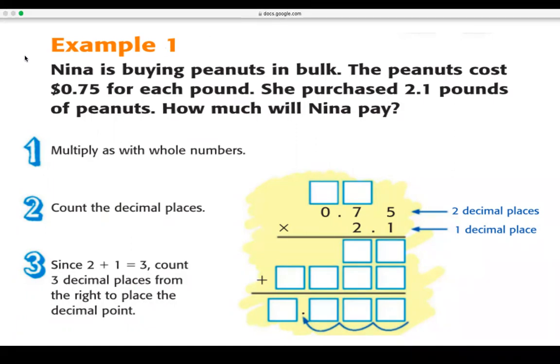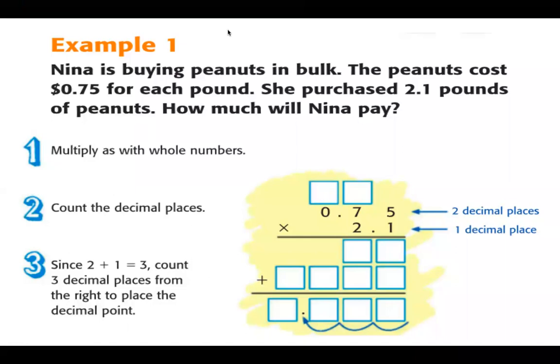Okay. So example 1 says, Nina is buying peanuts in bulk. The peanuts cost 75 cents for each pound, and she purchased 2 1/10 pounds of peanuts. How much will Nina pay? If each pound is 75 cents, that's telling us we need to multiply our 75 cents by the 2 1/10 pounds of peanuts that she bought.